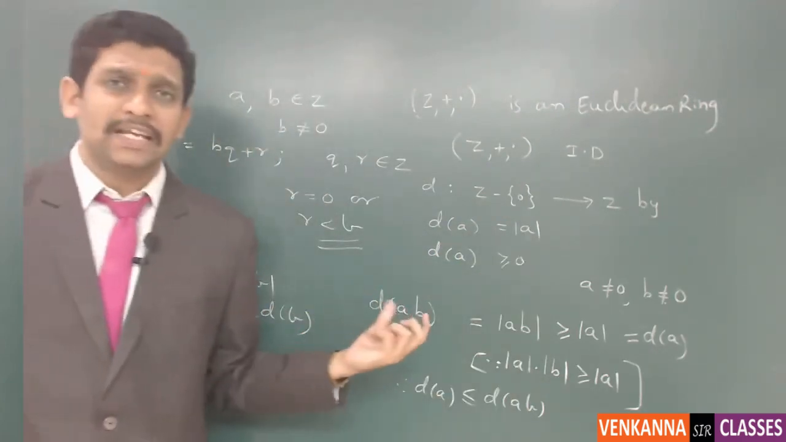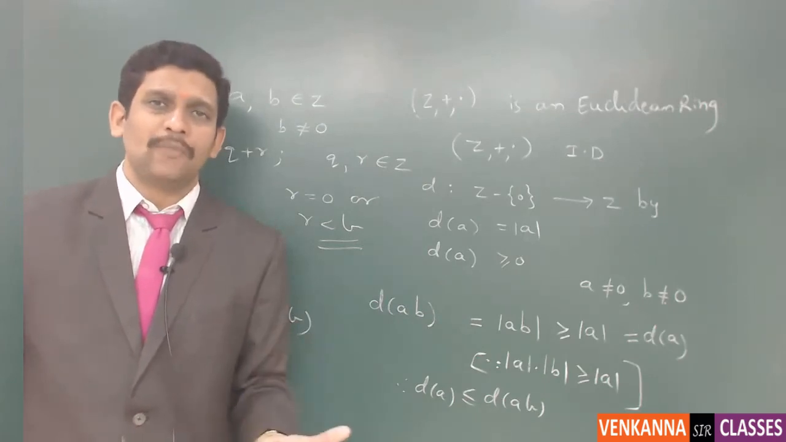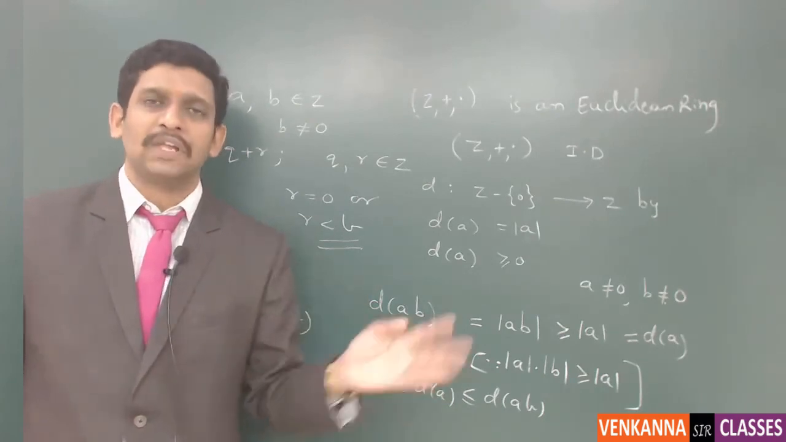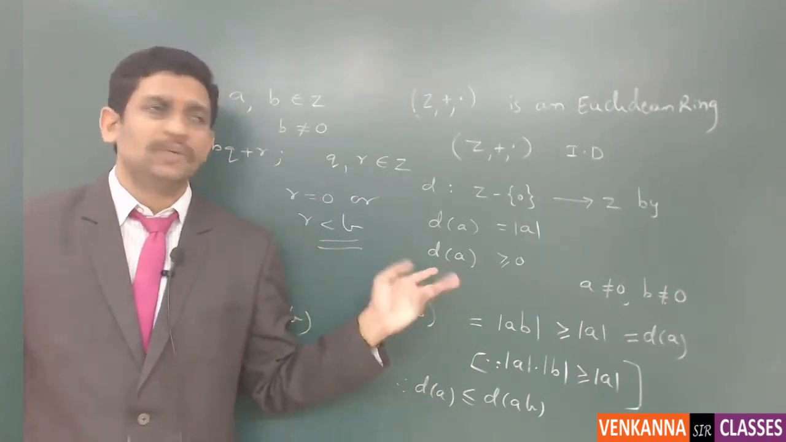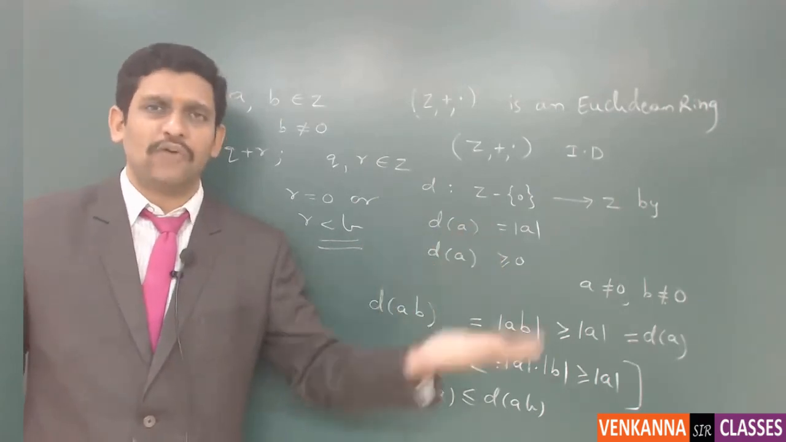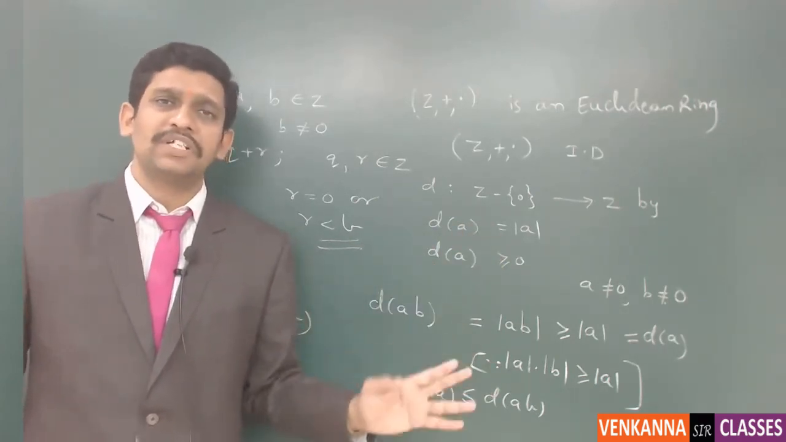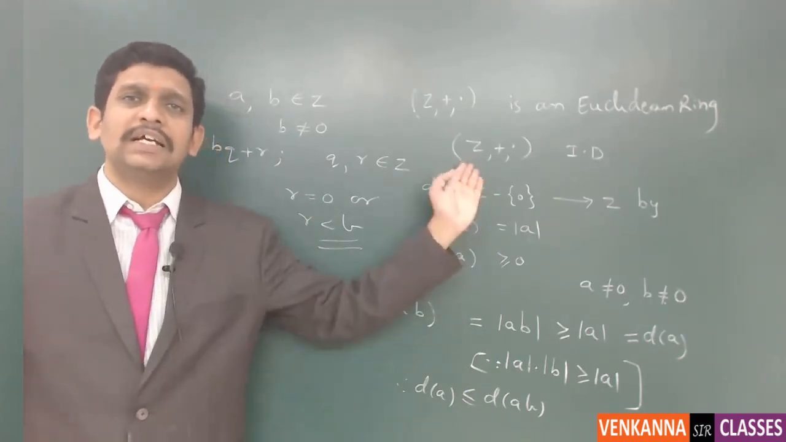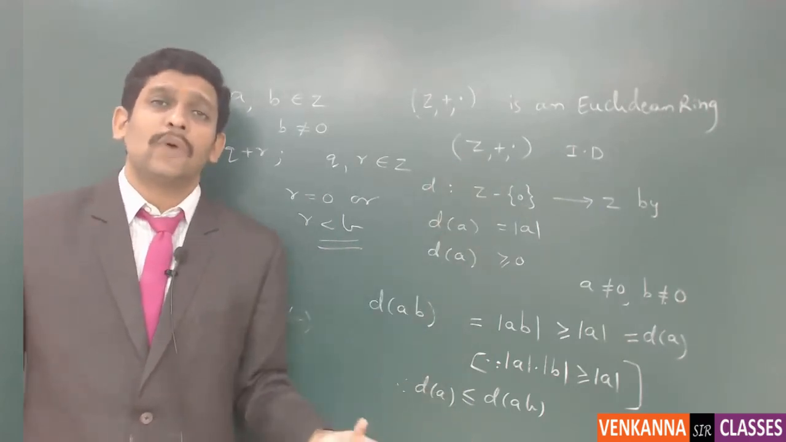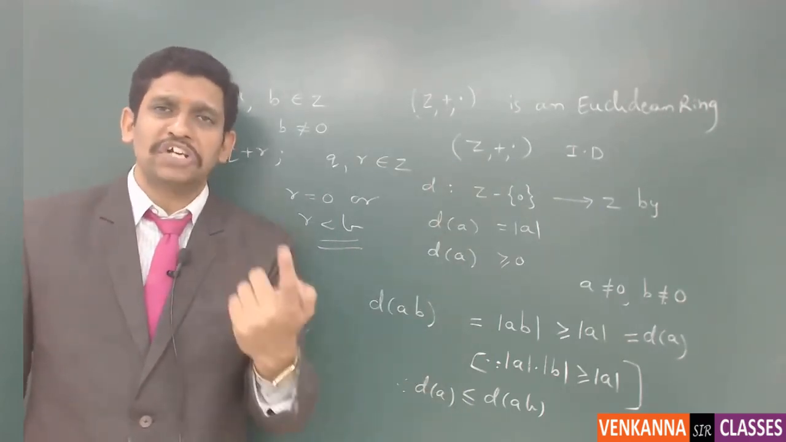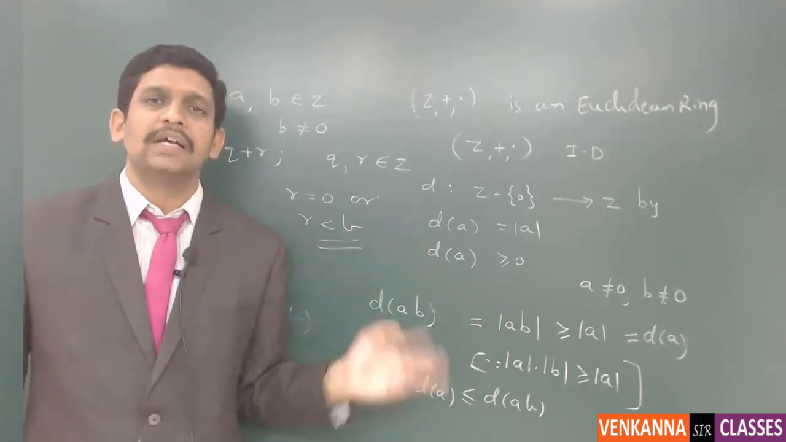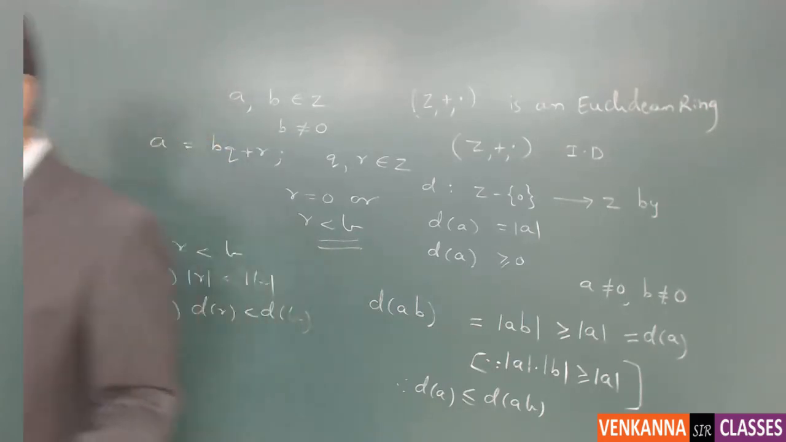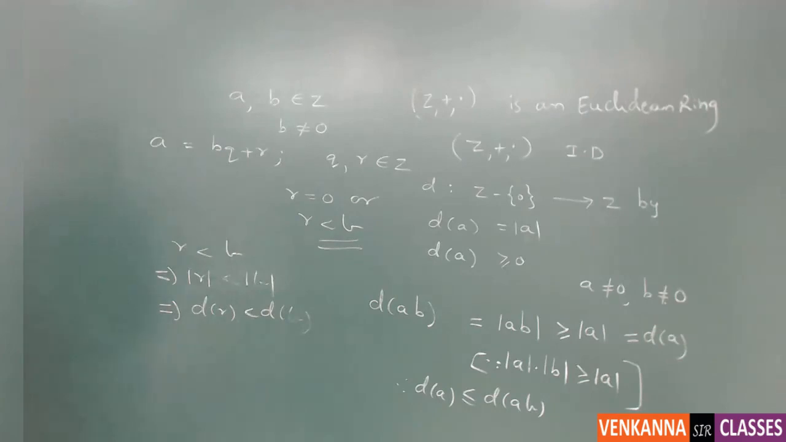The underlying idea here is, whenever you have an integral domain, you should be able to define a function in any manner. The function need not be unique. You can define mod a or any other form, such that the function satisfies the two properties. If it satisfies the two properties, then we say that it is an Euclidean ring. If you are unable to define at least one function satisfying the two conditions, then it is not an Euclidean ring or Euclidean domain. Okay? Clear for all?